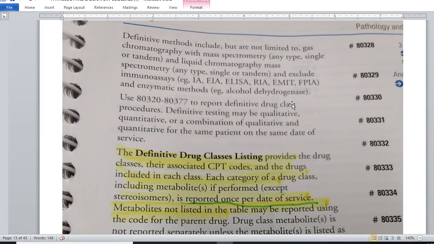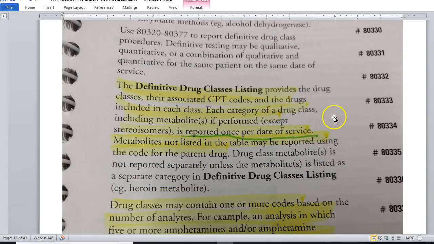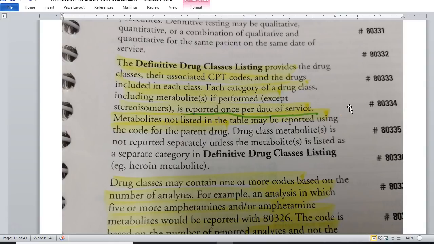The definitive drug class listing provides the drug classes, their associated CPT codes, and the drugs included in each class. Each category of drug class includes metabolites, if performed, except stereoisomers. It is reported once per date of service, okay? Metabolites not listed in the table may be reported using the code for the parent drug, okay? So again, what general drug class does it fall under? Drug class metabolites are not reported separately unless the metabolite is listed in a separate category in the definitive drug class listing, like a heroin metabolite.